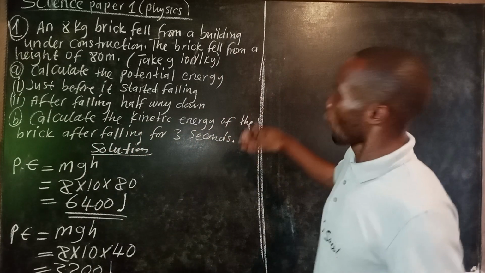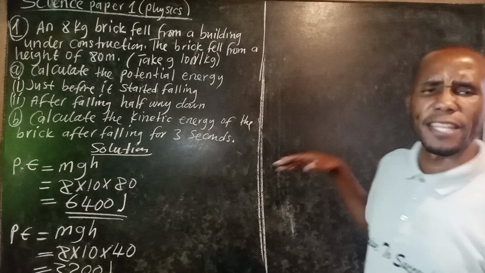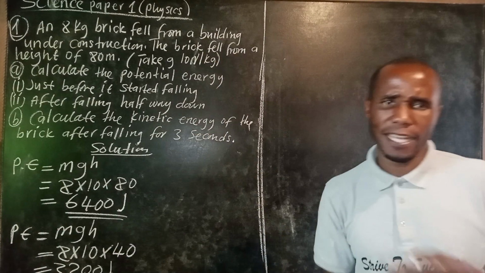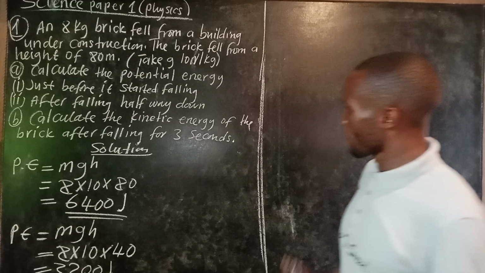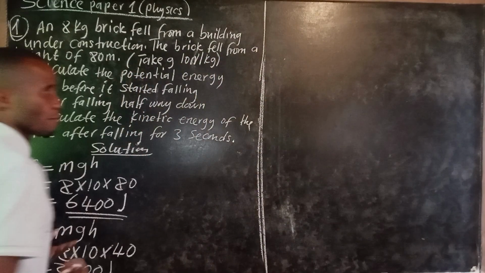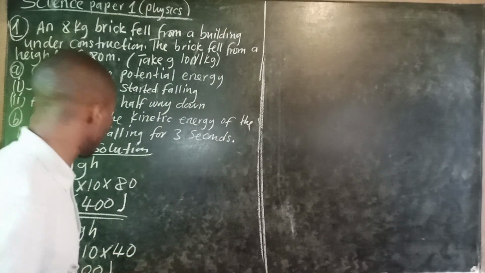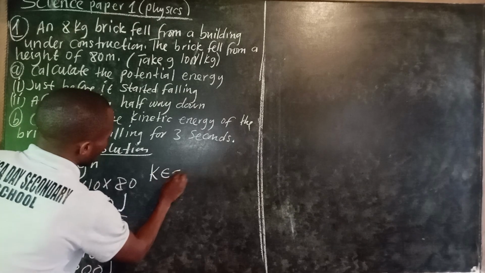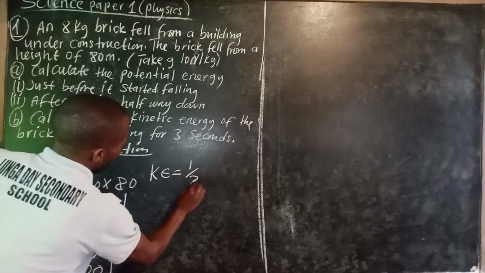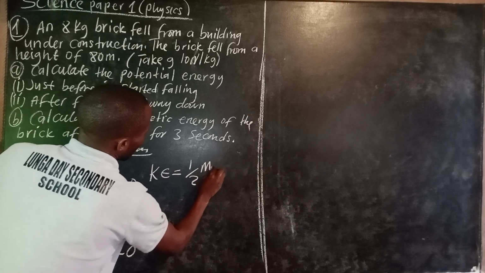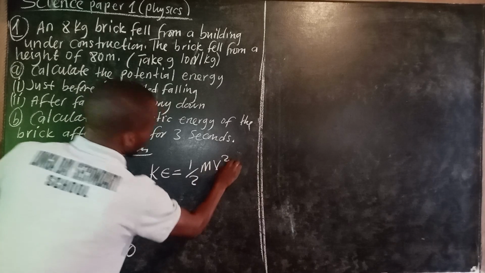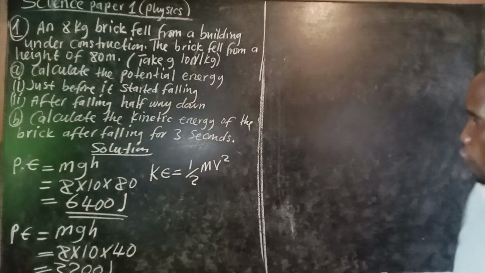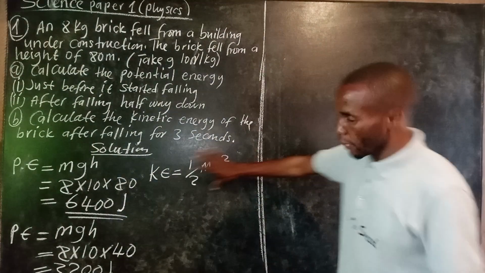Calculate the kinetic energy of the brick after falling for 3 seconds. So the brick has now fallen for 3 seconds. Now let's calculate the kinetic energy. So now the formula for kinetic energy. Remember, physics is about formulas, as I said. So you say kinetic energy is equal to half times mass times velocity squared. That is the formula for kinetic energy.